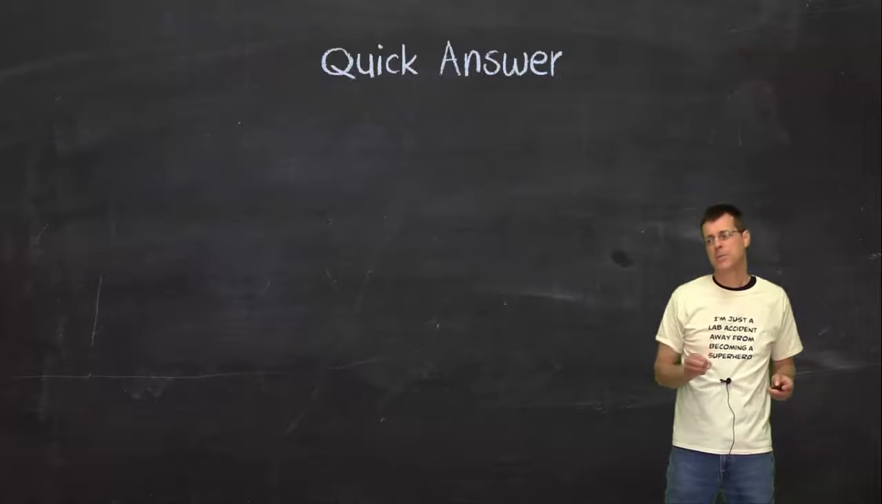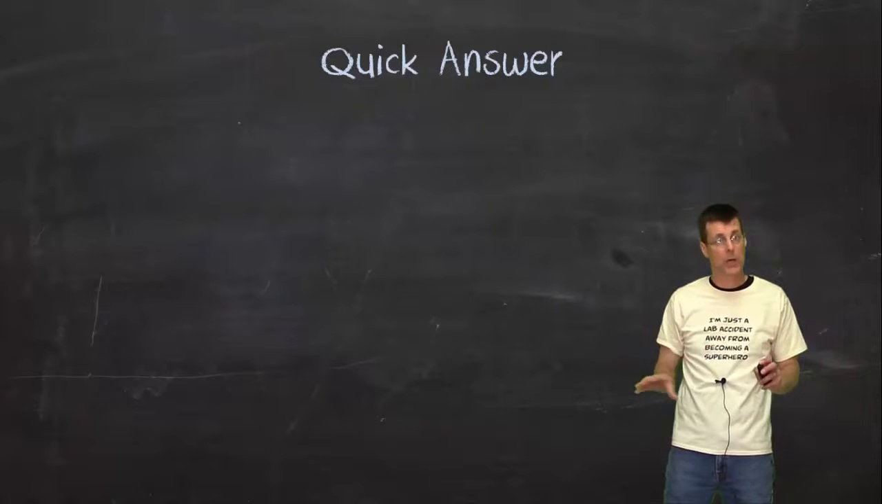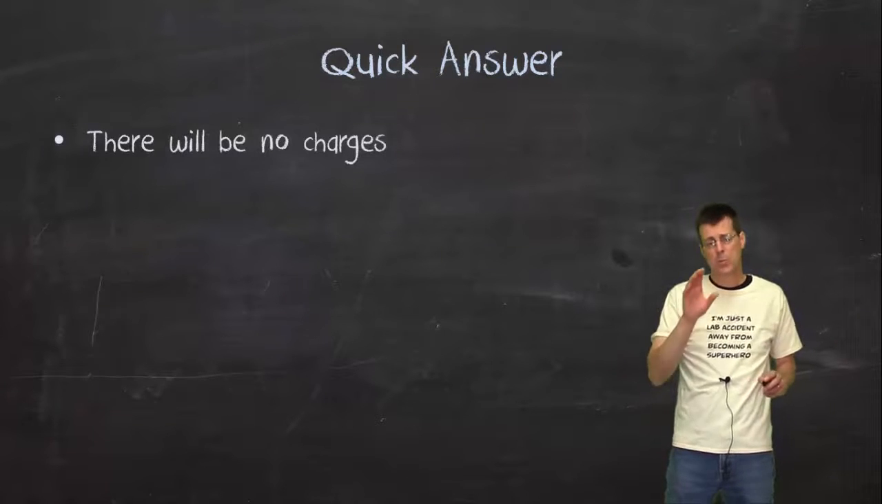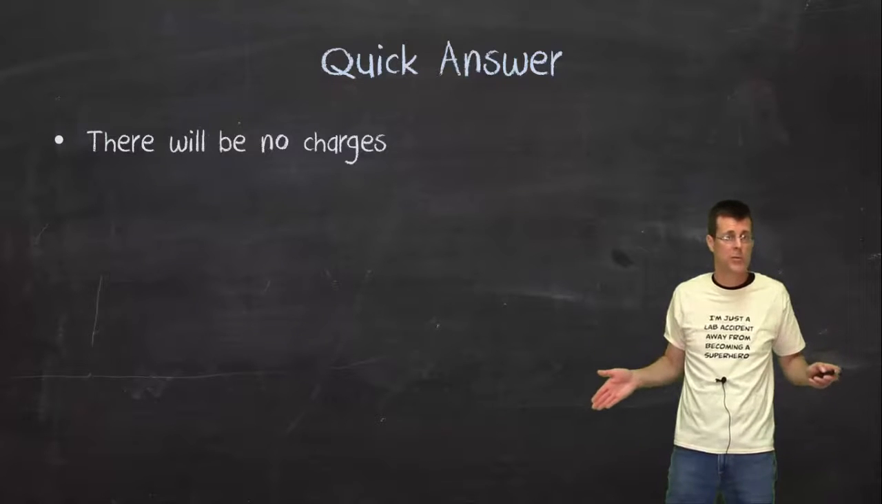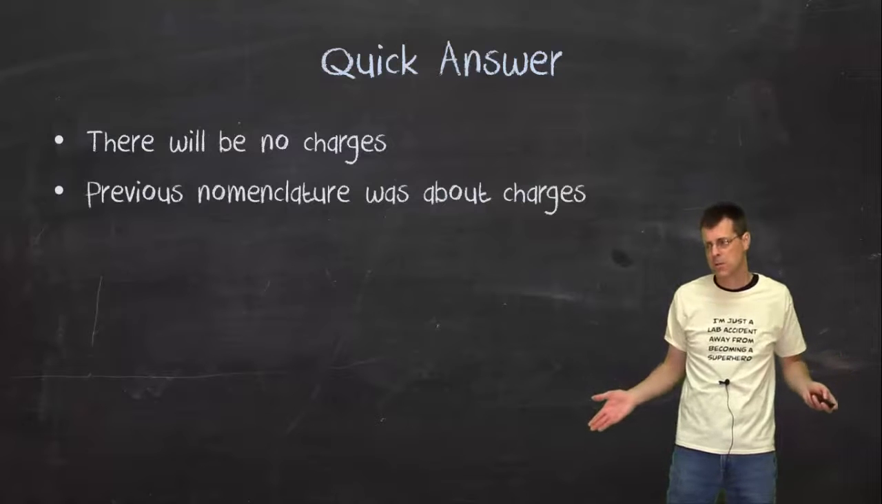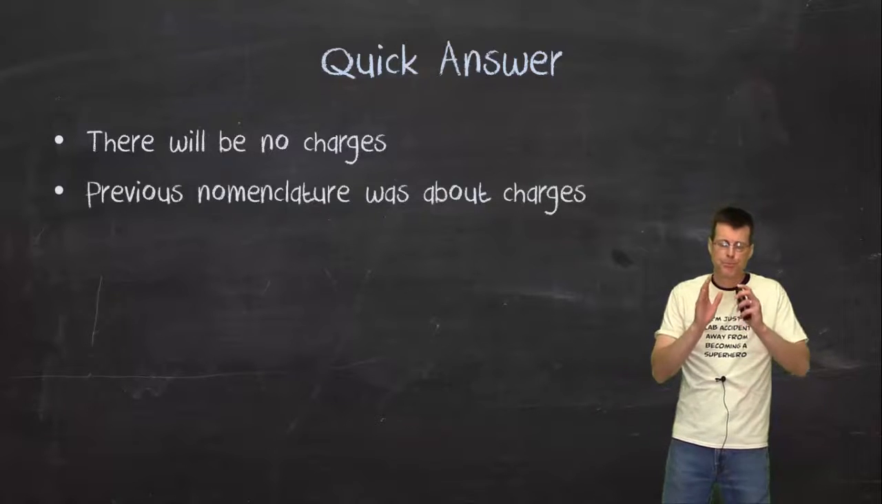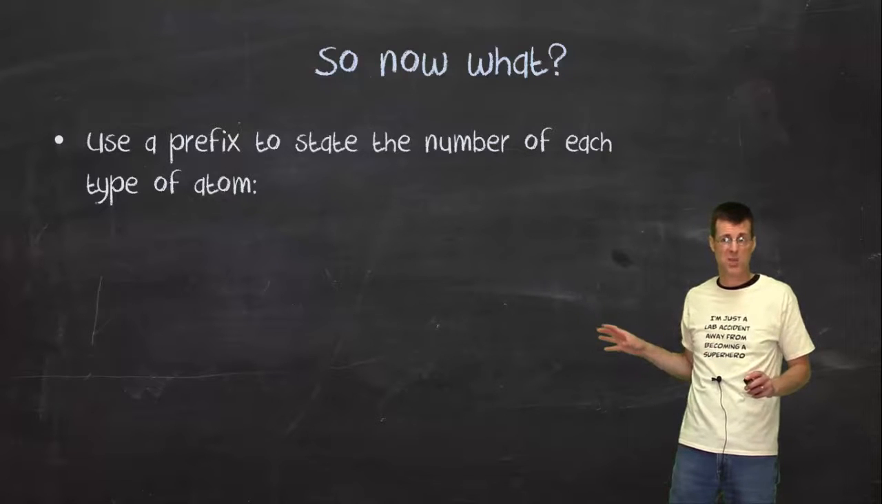So what happens? Well, we're not going to talk about the bonding going on right now. We're going to talk about the nomenclature. But the number one thing is that there are no charges. All my previous nomenclature has been about how to handle charges, so I don't have charges. So this time, we're going to make it a whole lot simpler.